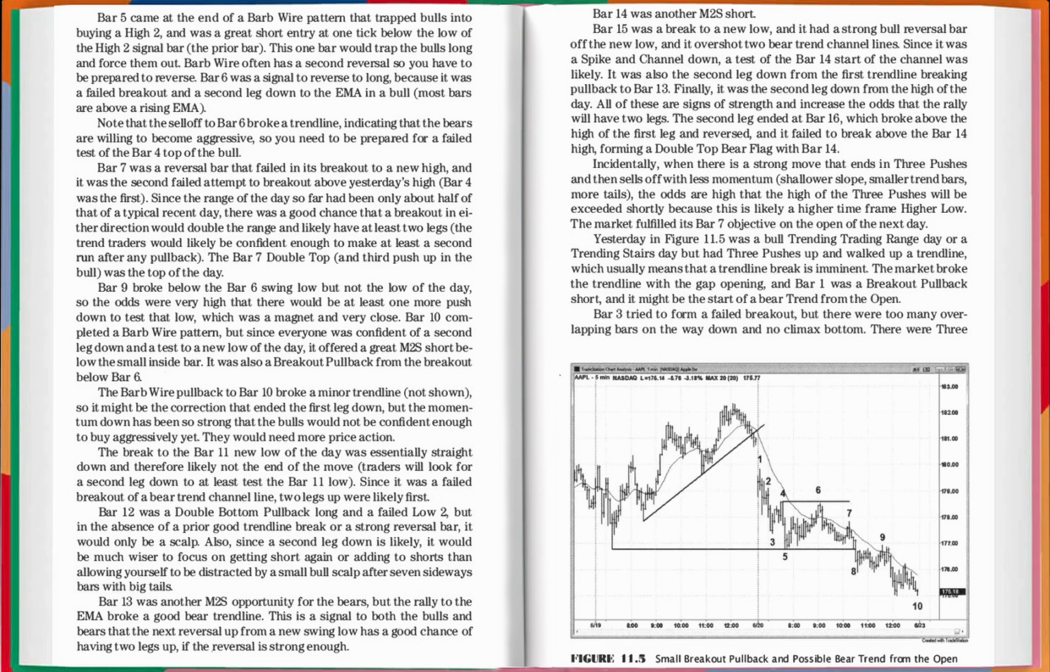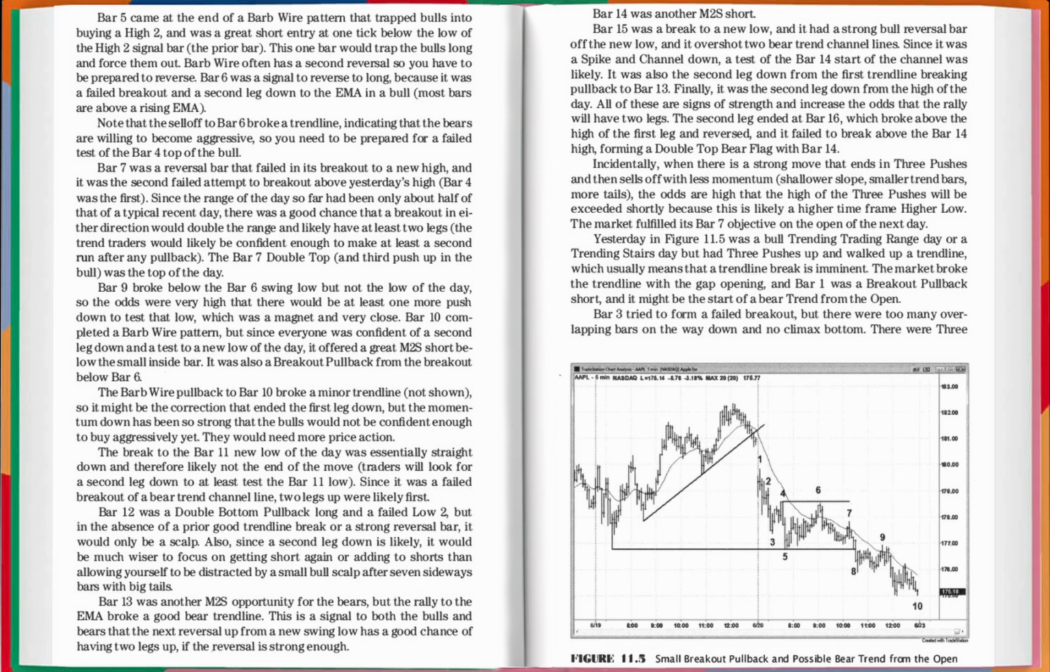Bar 6 was a signal to reverse to long, because it was a failed breakout and a second leg down to the EMA in a bull. Most bars are above a rising EMA. Note that the sell-off to Bar 6 broke a trend line, indicating that the bears are willing to become aggressive, so you need to be prepared for a failed test of the top of the bull.